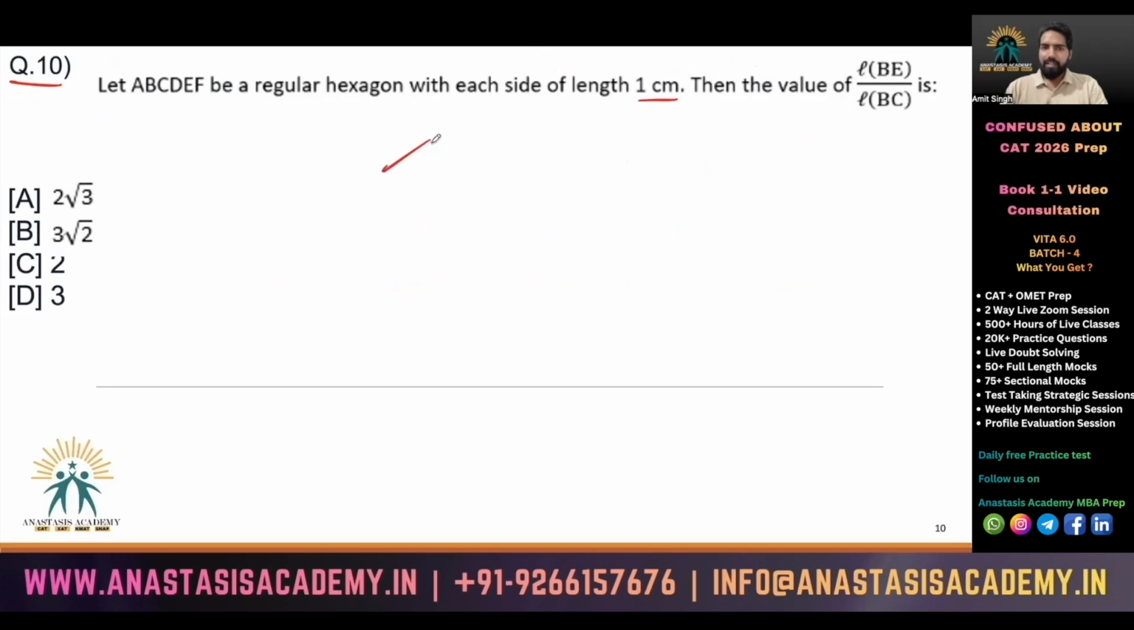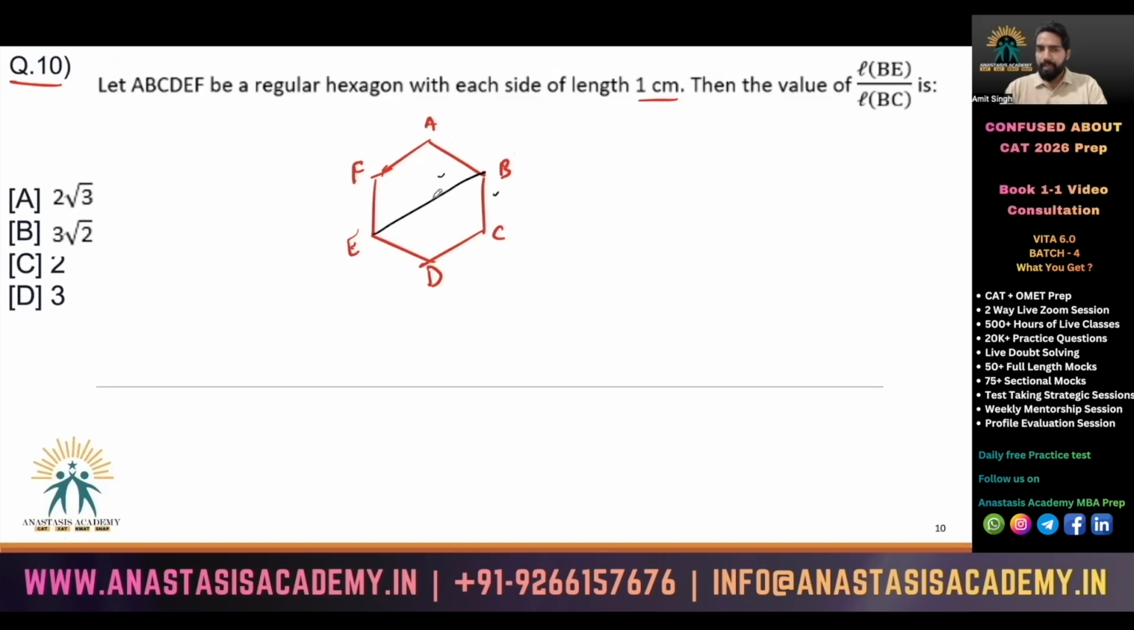Okay, because you are asked the ratio, it does not matter whether you take your side as 1 or 2 or 3, right? So you are given A, B, C, D, E, F. This is a regular hexagon with side 1. Now you are required to find the ratio of length of BE. So you connect this and length of BC, this side and this side.